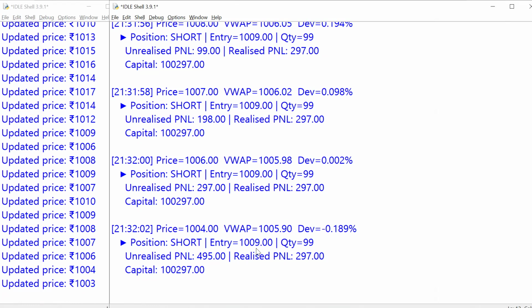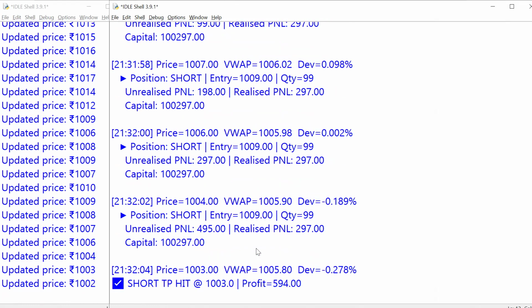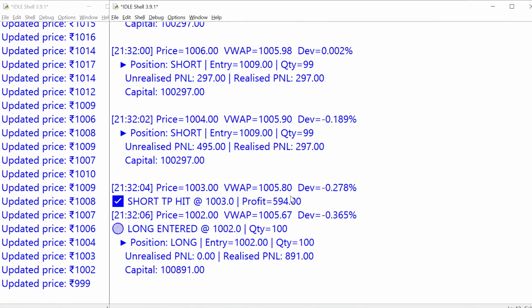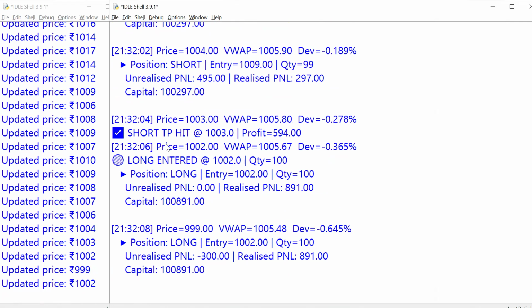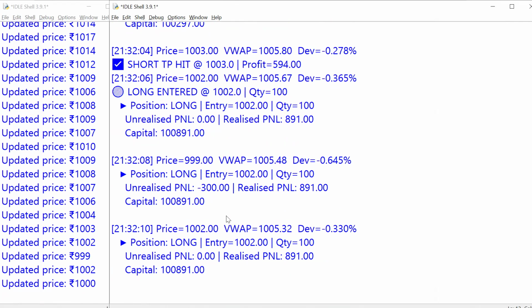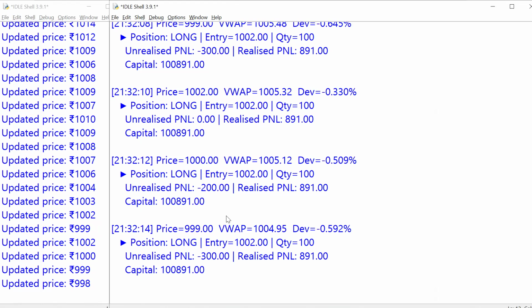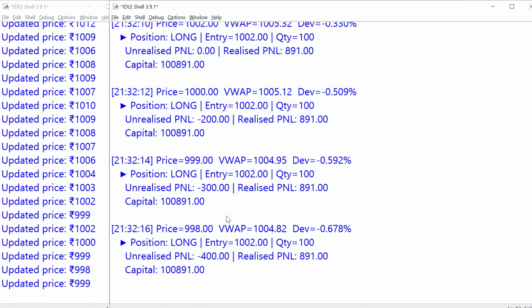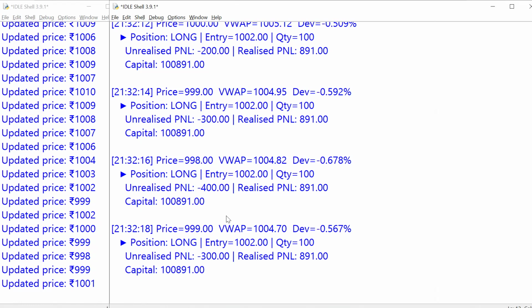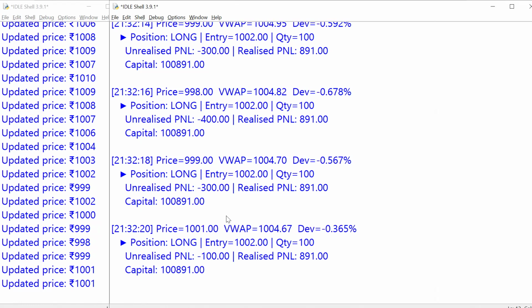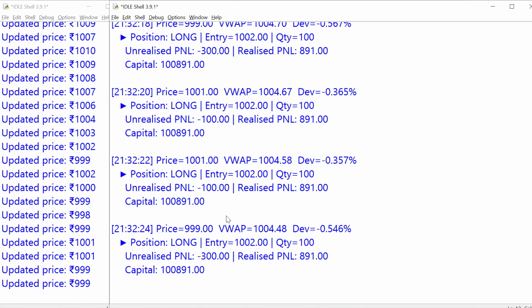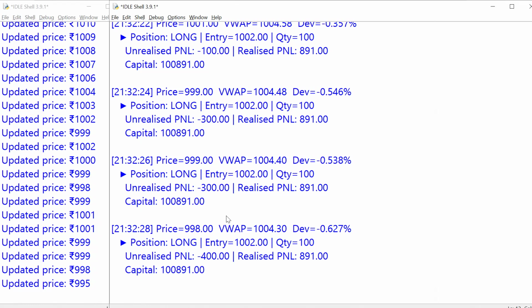If the price goes below, okay, we have booked one more profit. We enter into the long position because the price is below VWAP. We are in a realized profit of 900 and unrealized profit of minus 400. The price is below VWAP. We are in a long position at 1002. The price is below VWAP, so that's why the long position has been taken.